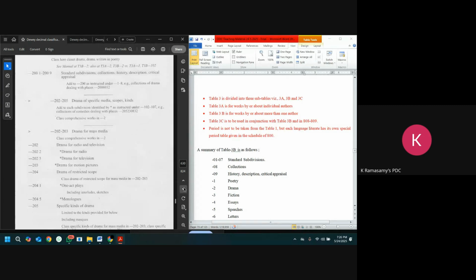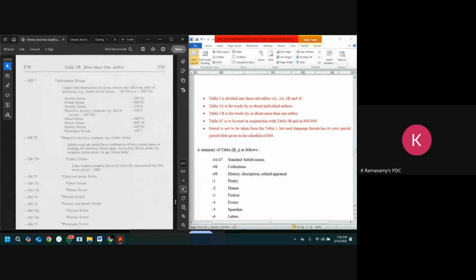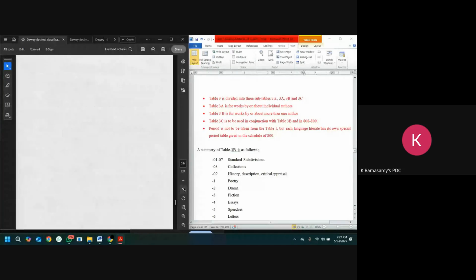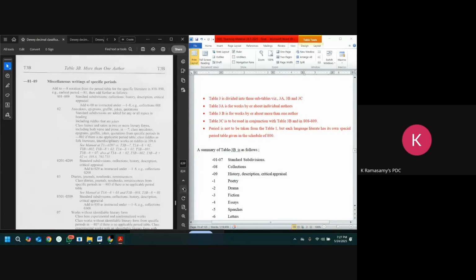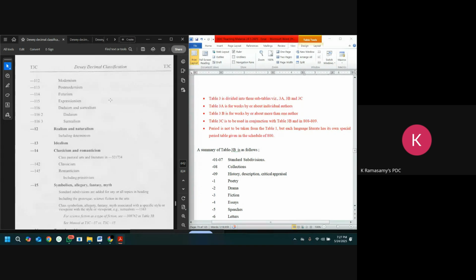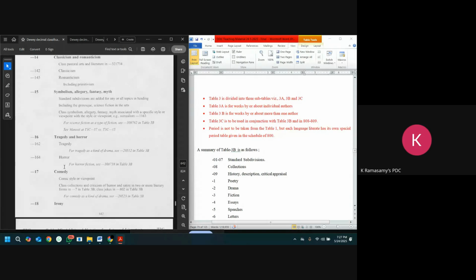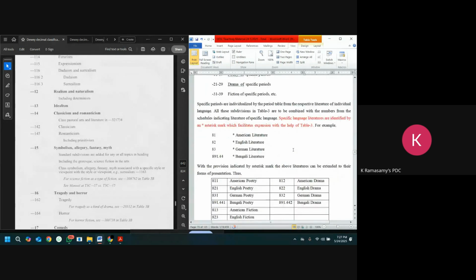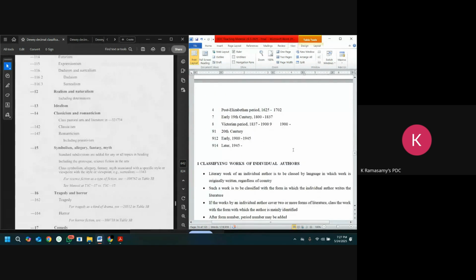I'll show you table 3C also. Fiction, different kinds of fictions, essays, speeches, letters. In table 3B, they have given miscellaneous writings. Then comes table 3C, where many themes are there. Whether they talk about modernism, idealism, romance, symbolism, myth, tragedy, horror, or comedy. Whatever theme is being discussed in the story or the drama, you can take it from table 3C. Okay, fine. So with this understanding, I will show you how you can add numbers using table 3.